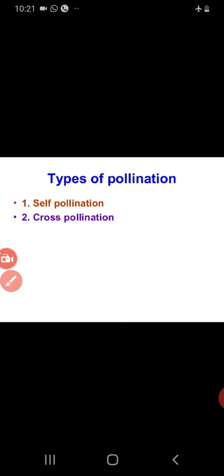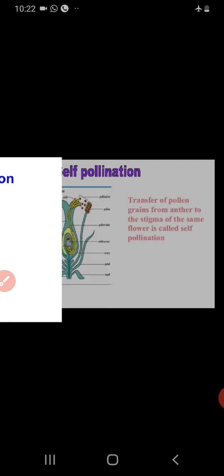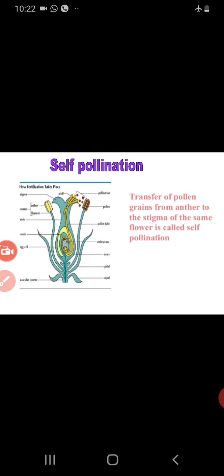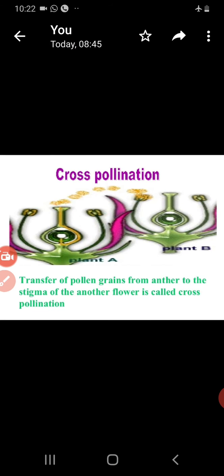Types of pollination, you all know, are of 2 types: self pollination and cross pollination. What is self pollination? Transfer of pollen grain from the anther to the stigma of the same flower. If the transfer happens within the same flower, that is known as self pollination. Cross pollination: transfer of pollen grain from the anther to the stigma of another flower, that is known as cross pollination.